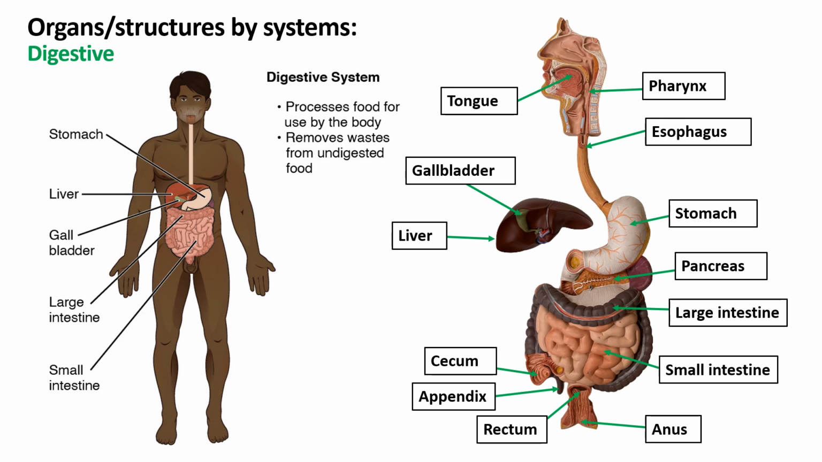Some of those accessory organs are the liver, for example, the gallbladder, and the pancreas, which is located here. Those are organs that are going to release chemicals, substances, enzymes that are going to break down the food in order to be digested and absorbed. Now, all the rest are hollow organs, part of the alimentary canal.